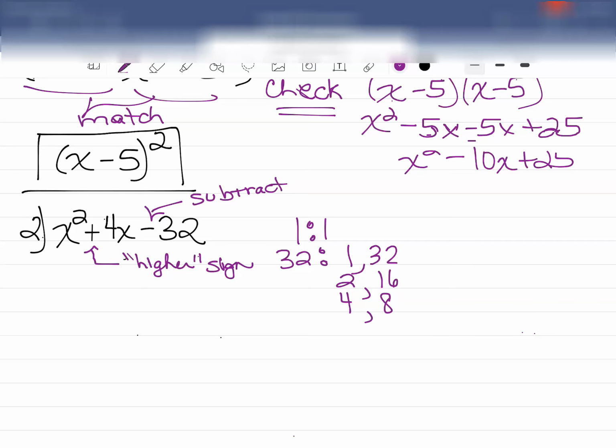So let's see who I can subtract to get a 4, a positive 4. 1 and 32, that's not going to work. 16 and 2, that's not going to work. 8 and 4 will work because 8 minus 4 will give me a 4. Then I go back and double check my signs. The middle term had a positive, so I need the 8 to have the positive, so that it'll be the positive 4.